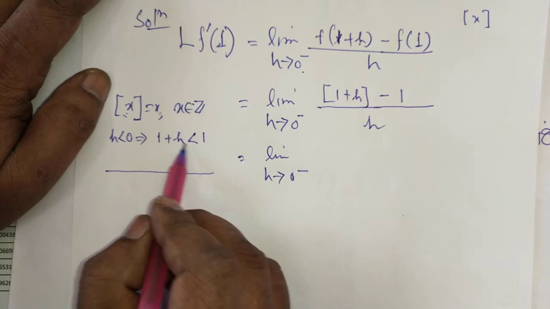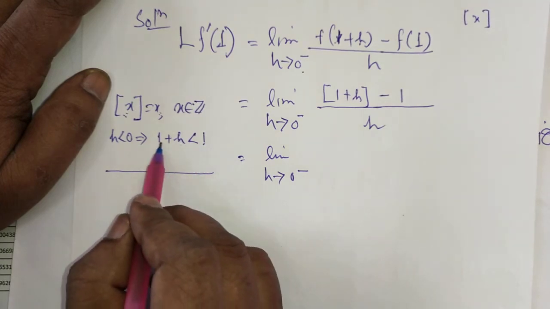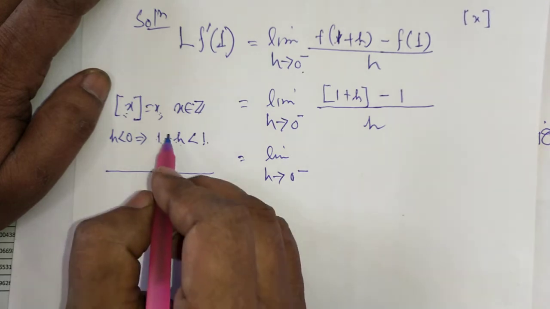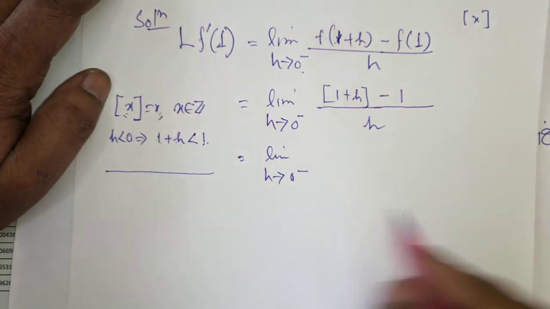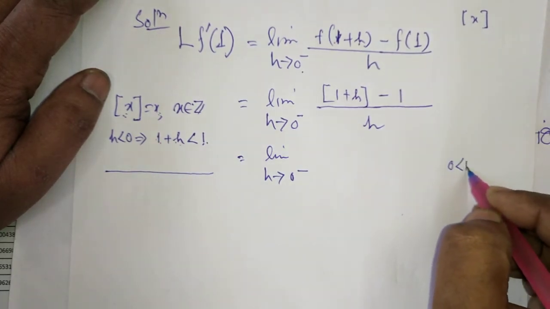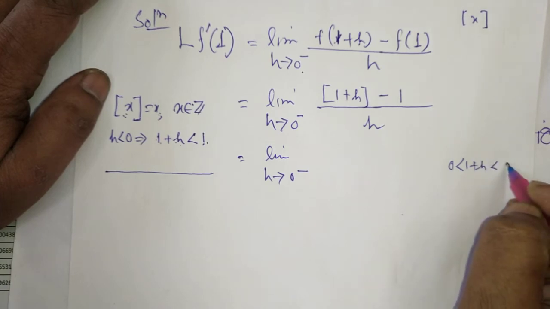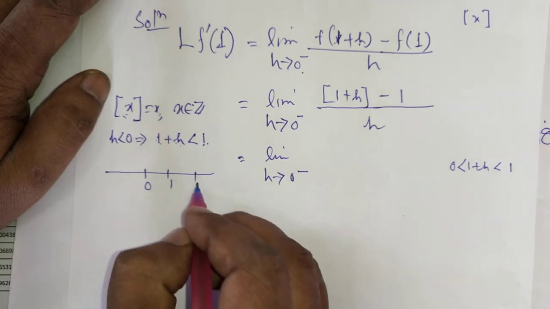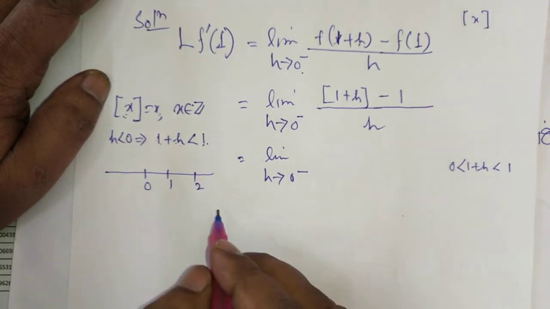So 1 + h is less than 1, and definitely 1 + h is greater than 0. So here your interval is 1 + h lying between 0 and 1, and you know this is your 0, this is your 1, and this is your 2, or whatever be the integer.